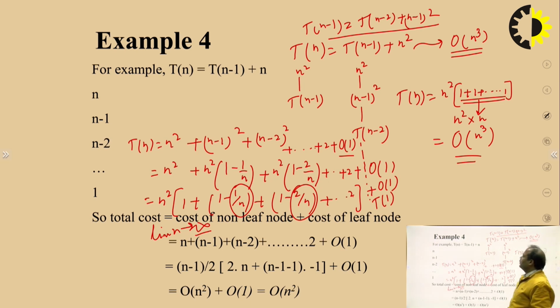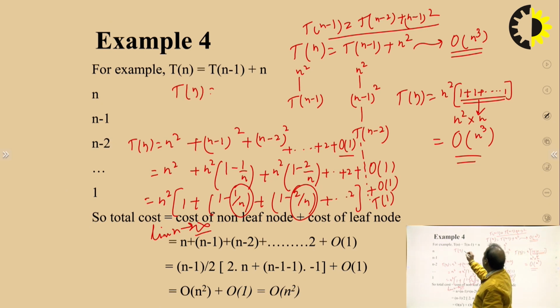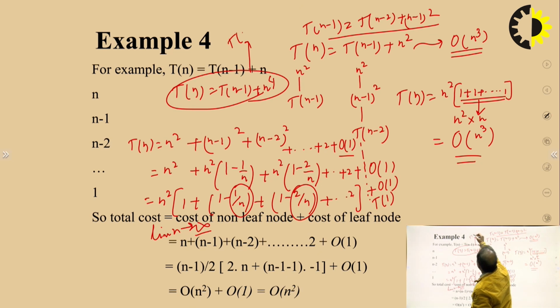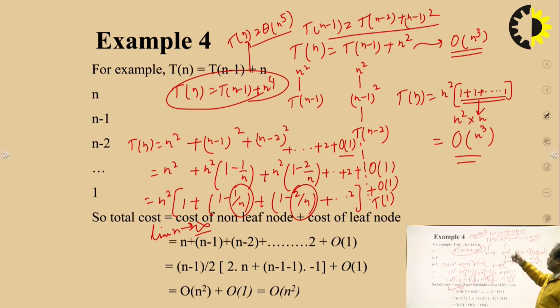Many types of questions come up, like Tn is Tn minus 1 plus n to the power 4. Its answer will be approximated to Tn equal to theta of n to the power 5. So where the master method fails, you can use this recursion tree method. Thank you.